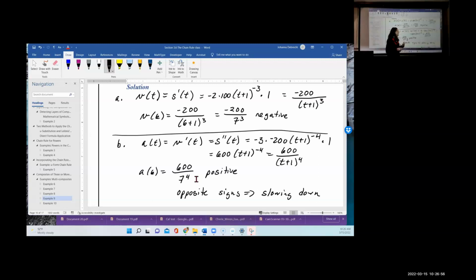Does everybody see that? This function up here for velocity, -200 over (t plus 1) cubed, time is always positive. So a positive plus 1 cubed is always positive, and then the negative makes it always negative. Likewise, the acceleration is always positive. The 600 is always positive, and anything to the 4th power is always positive. So here, you can't tell.